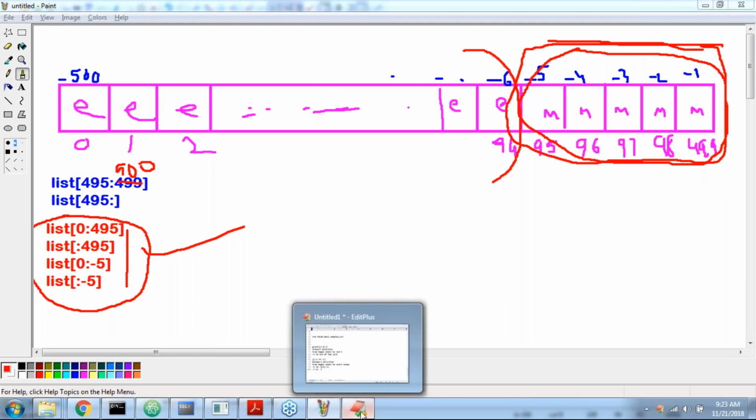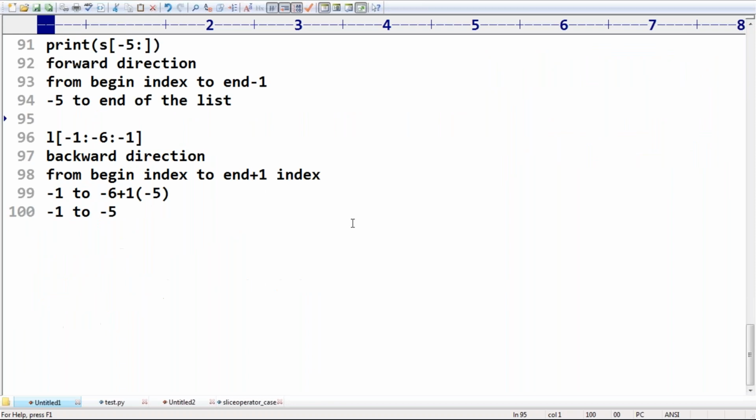Okay, well, that's all. Sir, what is the next step? Correct, Tirumalesu. Only the step value can decide whether you require to move in the forward direction or backward direction. Begin index and end index won't decide your movement. Step value is going to decide whether you move forward or backward.